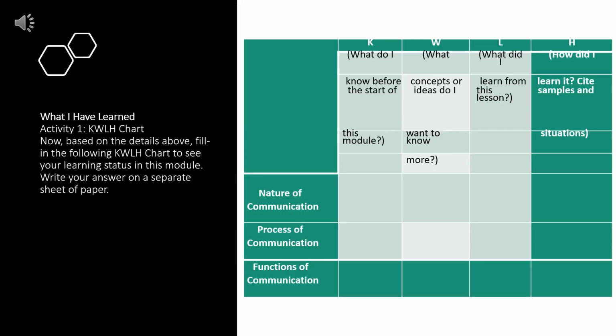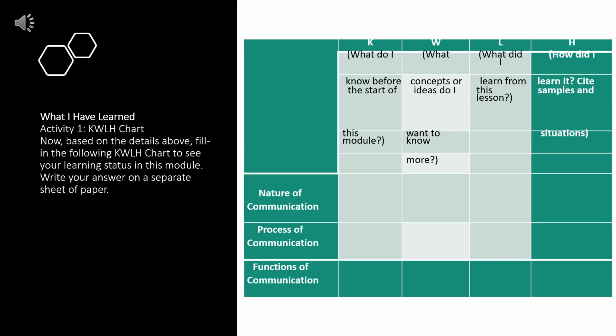What I Have Learned. At this point, I would like you to deal with Activity 1, the KWLH chart. Now, based on the details above, fill in the following KWLH chart to see your learning status in this module. Write your answer on a separate sheet of paper, but of course, you will be doing it in your Google Classroom. Check on the assigned task. You can see there the link for our Google Form.